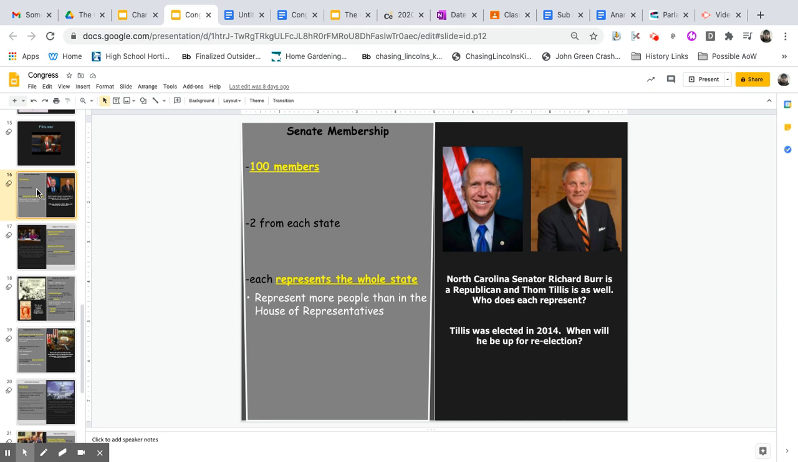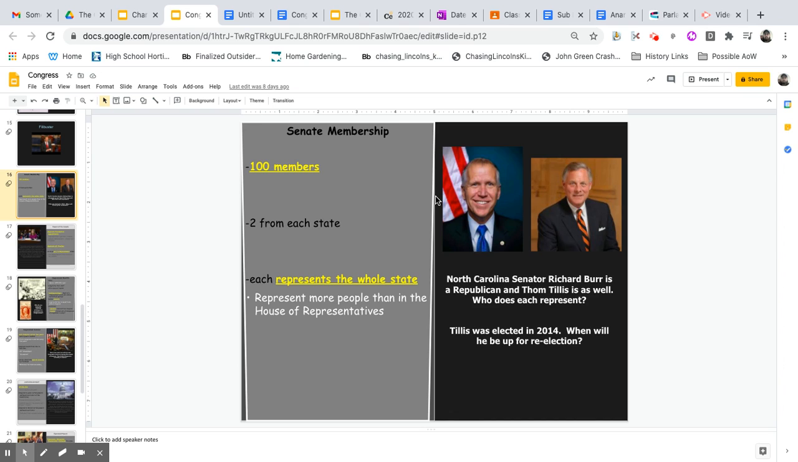So, like I said before, 100 members, there are two from each state. Each senator, though, represents the whole state. It's not like the House where they each have their own district. Your senator really represents you as a North Carolinian, entirely. They represent everyone in North Carolina. So it's a little different in that respect.